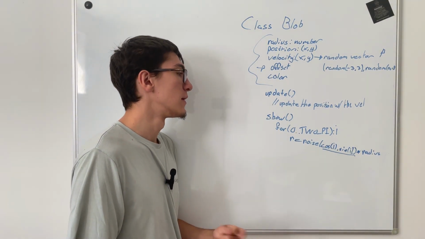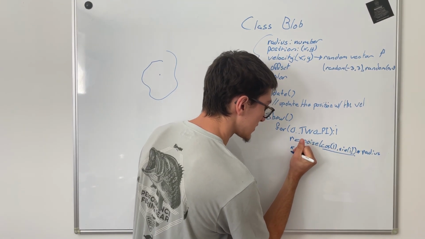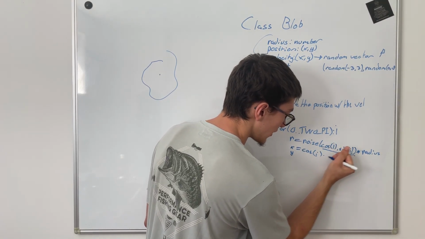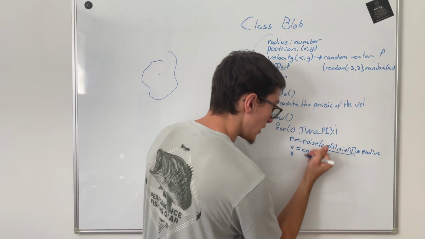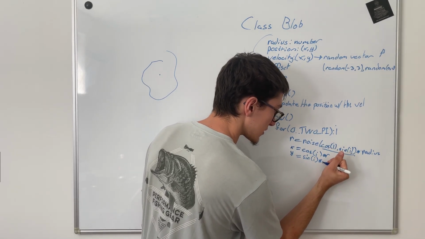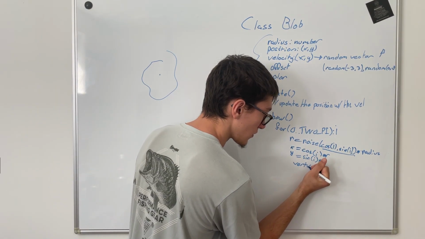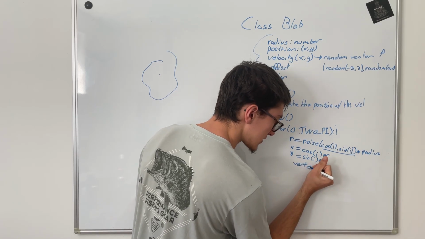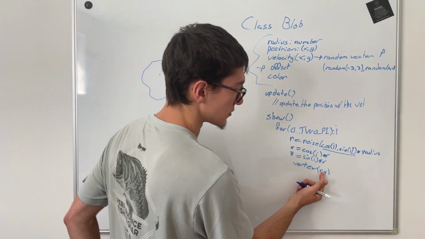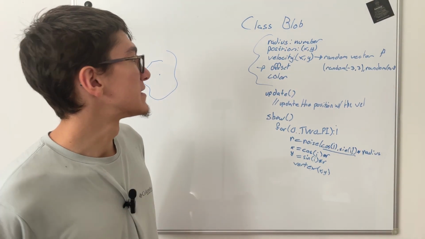That's what I'm thinking. And then to get the actual x and y, we would just do cos of I times r and sin of I times r as well, right? And then we would just do, let's say, a vertex at that x, y value, plus the position dot x plus the position dot y. So let's try that and see what we get.